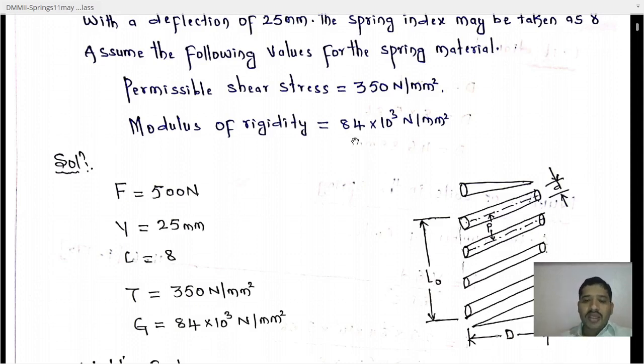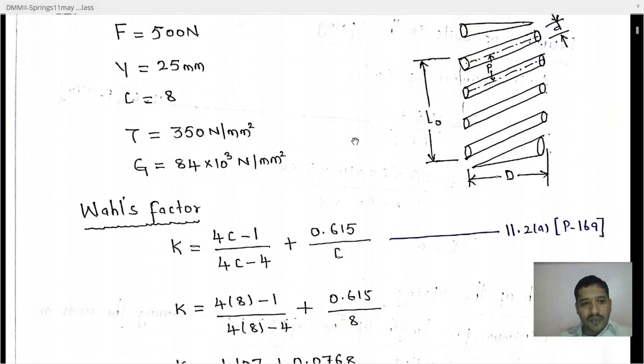First of all, we need to find the value of K. To find K, you need to follow the Wahl's factor method. The Wahl's factor equation is K equals (4C minus 1) divided by (4C minus 4) plus 0.615 divided by C, where C is the spring index.